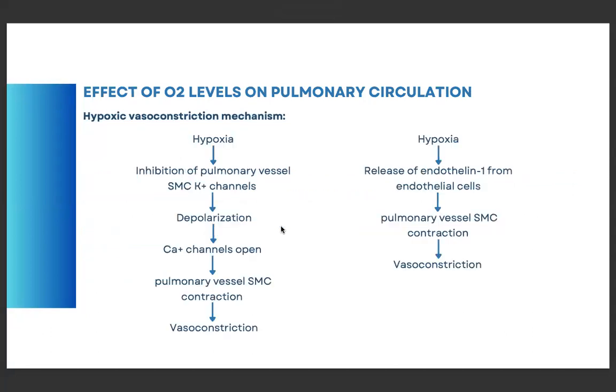So now for the mechanism of why this actually happens, you have two pathways, starting off with the one on the left. Hypoxia is believed to inhibit a potassium channel in the membrane of smooth muscle cells of pulmonary vessels. And this inhibition of potassium channels depolarizes the cell membrane and opens the voltage-gated calcium channels through which calcium enters the cell and causes contraction, which will in turn cause vasoconstriction. In the second mechanism, you can see on the right, hypoxia leads to release of endothelin 1 from the endothelial cells, causing contraction of smooth muscles, again, vasoconstriction.